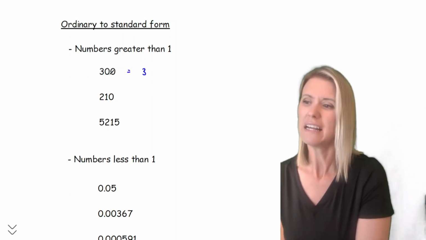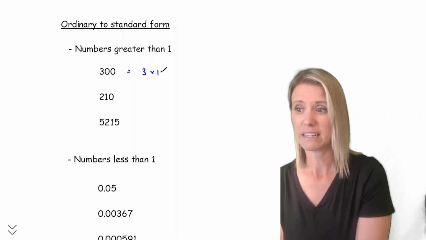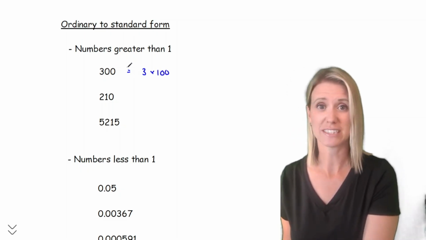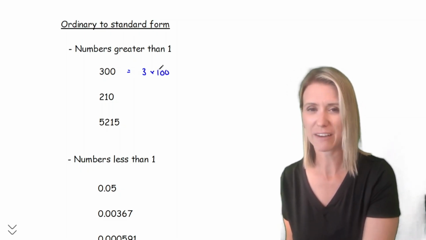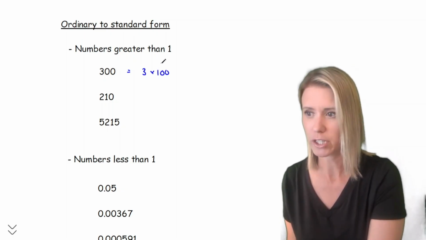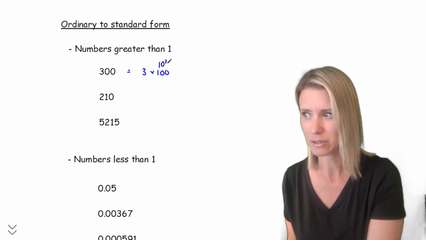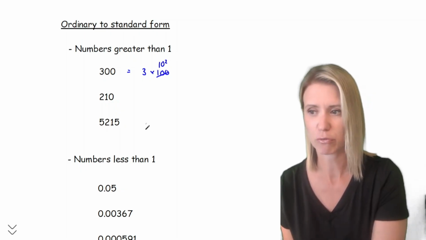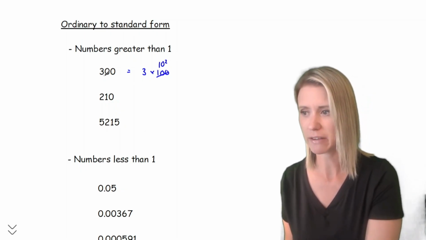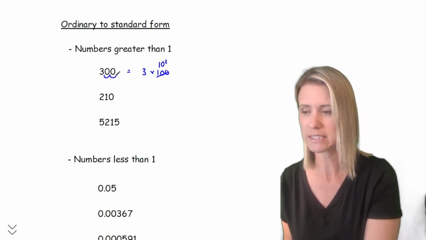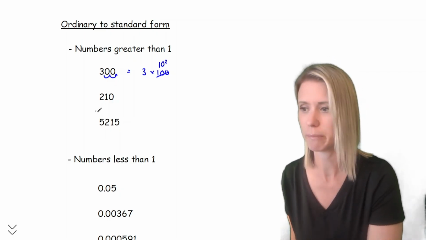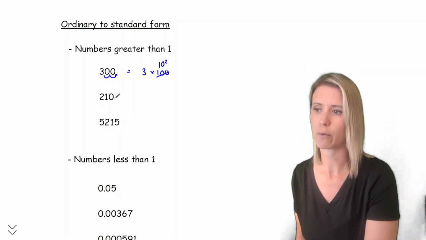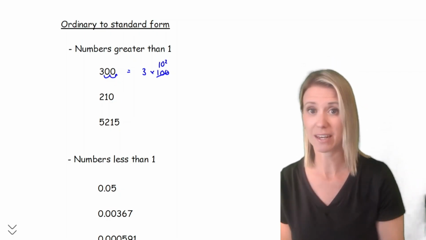Now, 3 times 100 is the same as 300, isn't it? But 100, we remember we have to write as 10 to the power. 100 is 10 squared. So the answer is 3 times 10 to the power 2, because we'd have to multiply 3 by 100 to get it back to its original number.